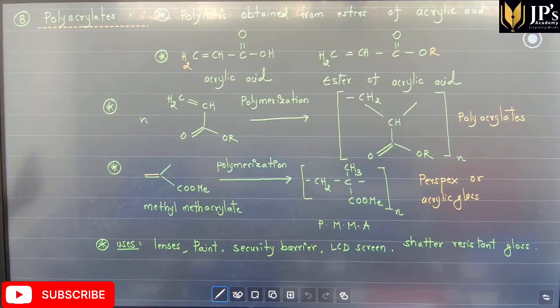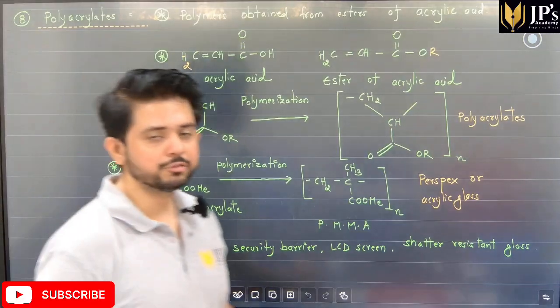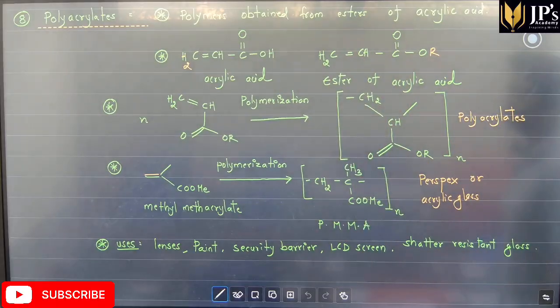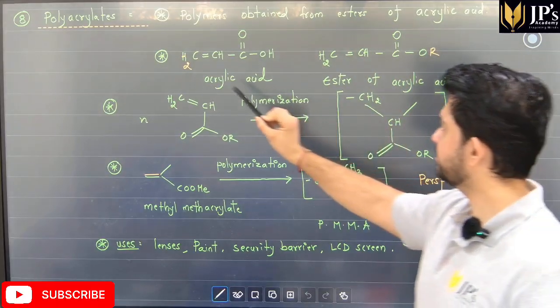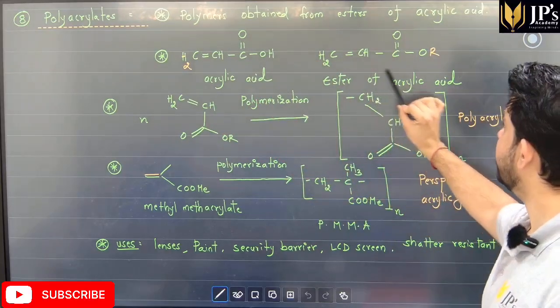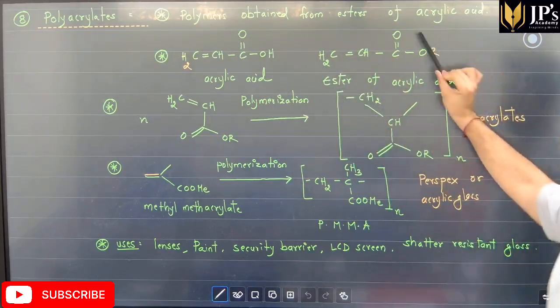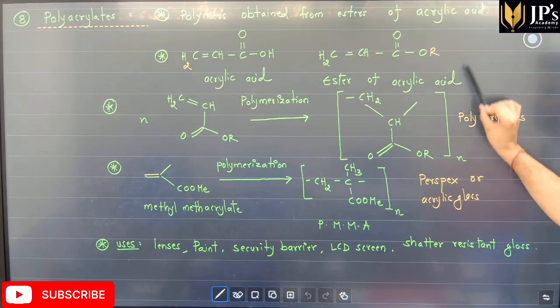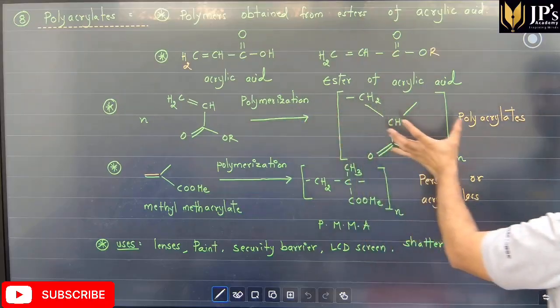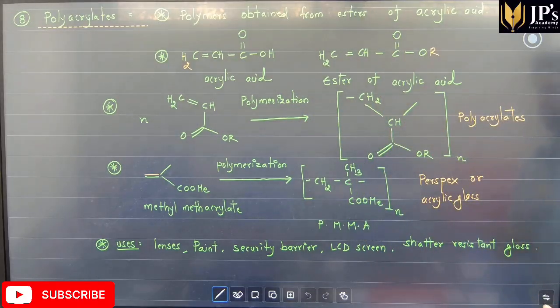The next polymer that we have is called polyacrylate. Polymers obtained from the esters of acrylic acid are called polyacrylates. So students, you are given the structure of acrylic acid, and this is the ester of acrylic acid. Now this undergoes the polymerization process, and this is your repeating unit, which are called polyacrylates.